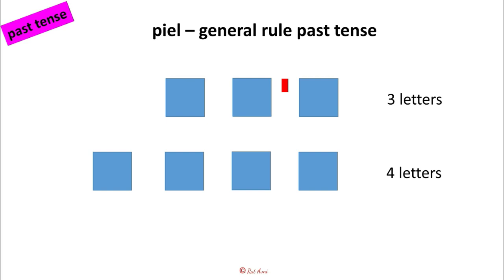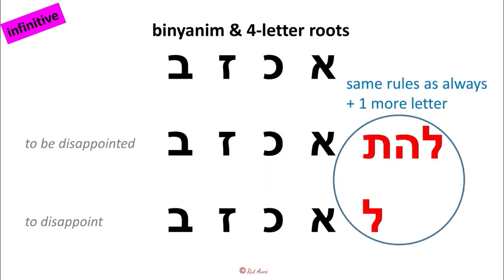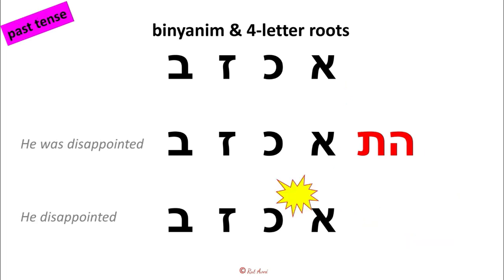Well, that's a good thing. Basically nothing. We add the 4th letter, but we take out the yud. And this is why it is hu achzev. He disappointed. But that's really the only difference. So basically, it is always the same rules that you apply to the 3 letters, and you also apply them to the 4 letters. This here is a little change, granted. And yeah, basically that's it.